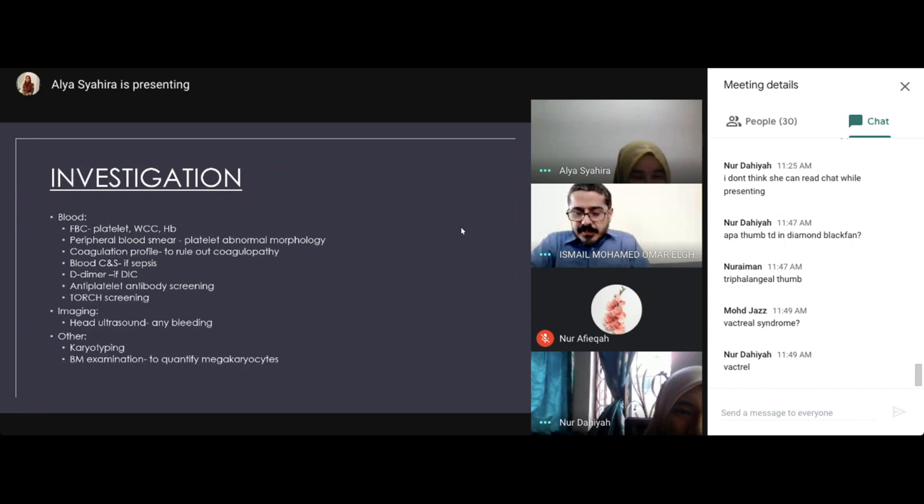Congenital amegakaryocytic thrombocytopenia, CAMT. Yes, congenital amegakaryocytic thrombocytopenia. No, it is not that one. Prof, is it Wiskott-Aldrich syndrome? Wiskott-Aldrich causes a small platelet. Microthrombocytopenia. What else do they have with Wiskott-Aldrich?